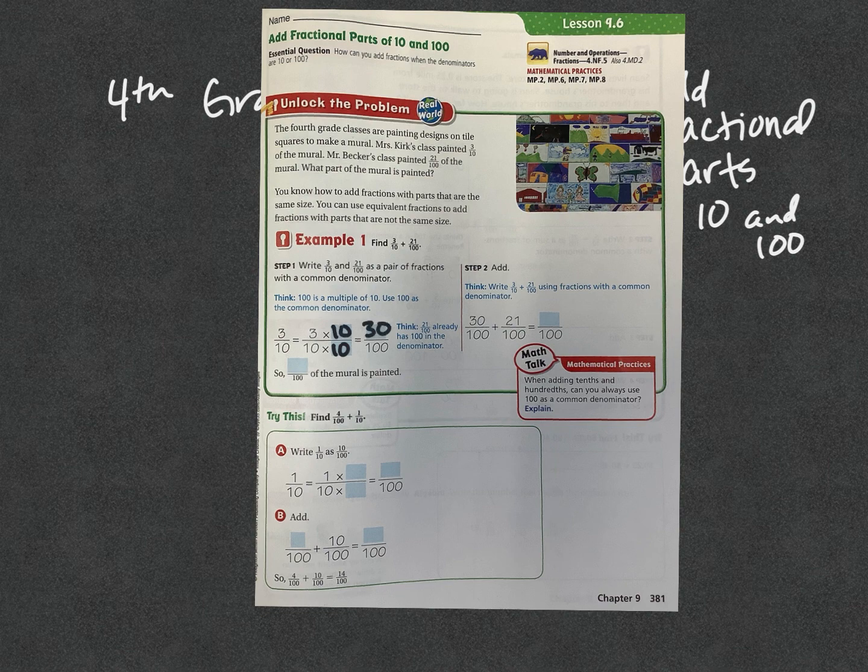So now I have this fraction, 30/100ths, equivalent to 3/10, right? We just cut it up into more pieces. So now that I have that, I can add it to the 21/100ths. Their denominators are now the same, so I'm able to get the green light to add the numerators together. 30 plus 21 is 51. So 51/100ths of the mural is painted.